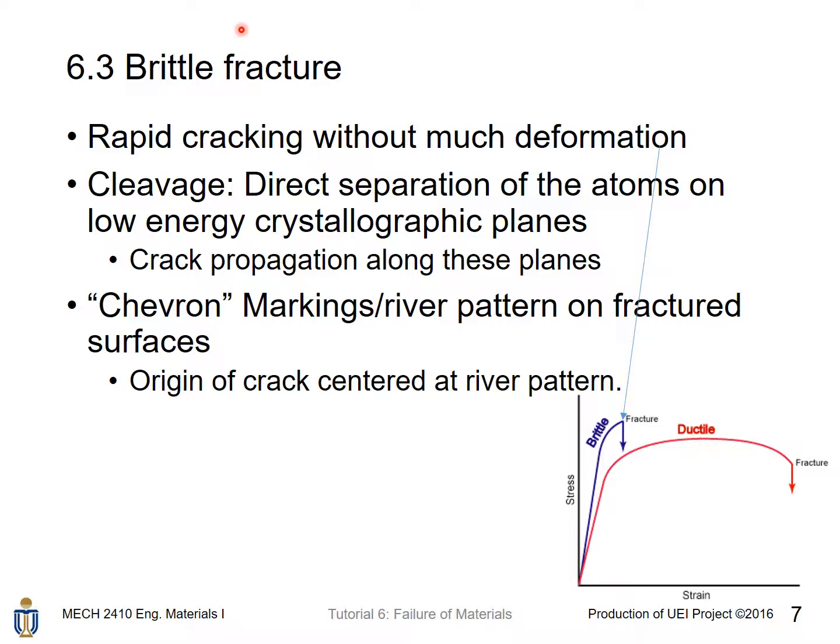During this process, there will be cleavage, which is a direct separation of the atoms on low energy crystallographic planes. By such direct separation of atoms, there will be crack propagation along those planes. After the separation of atoms and the crack propagation along these planes, you can see on the cracking surface there will be a river pattern or chevron markings, which is different from ductile fracture, where they cannot be seen.